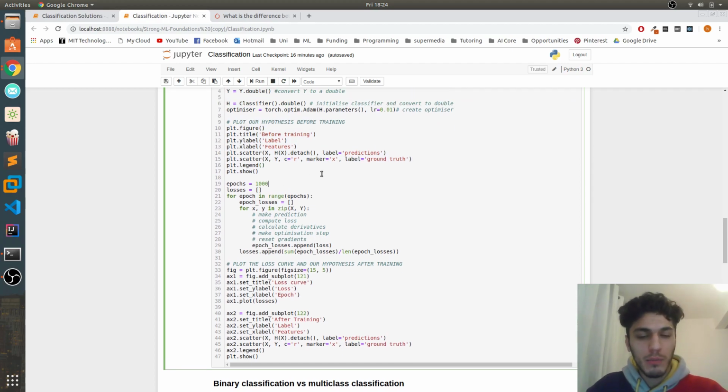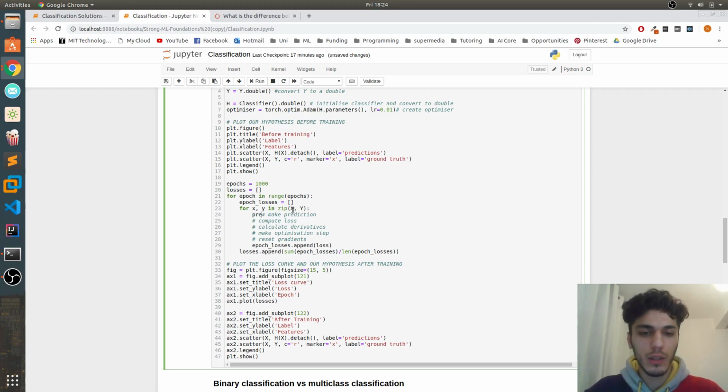Epochs, okay, 1,000 epochs, arbitrary, we can play around with that later. This is basically going to store the average cost per example for each epoch, so that we can plot our cost curve after. Okay, so for epoch in range(epochs), for every epoch we make this empty list, which is going to store the cost or the loss for each example in that particular epoch. And then here, for x, y in zip(x, y), we're iterating over each data point individually.